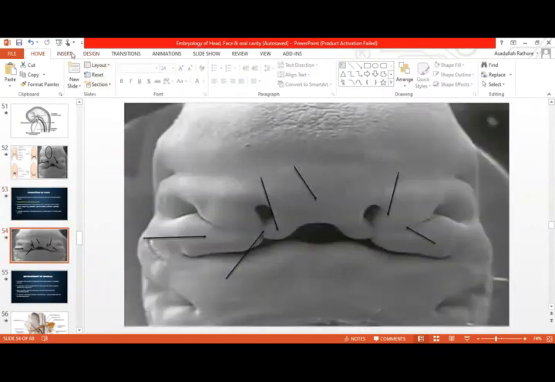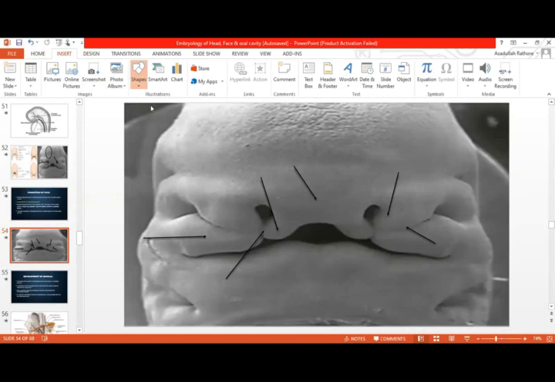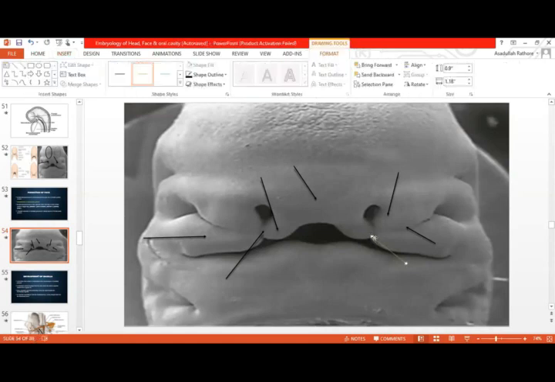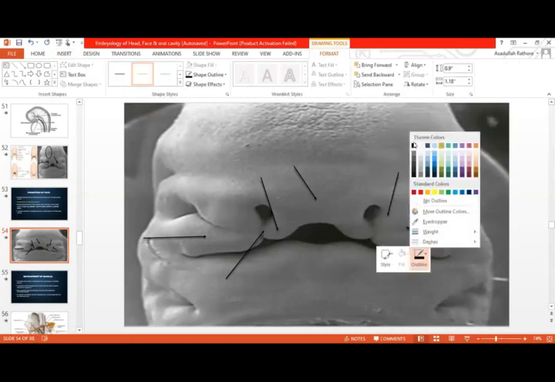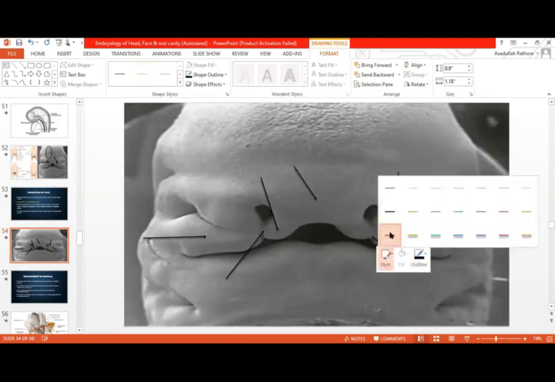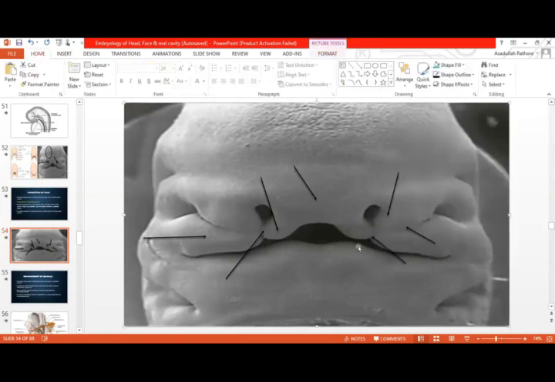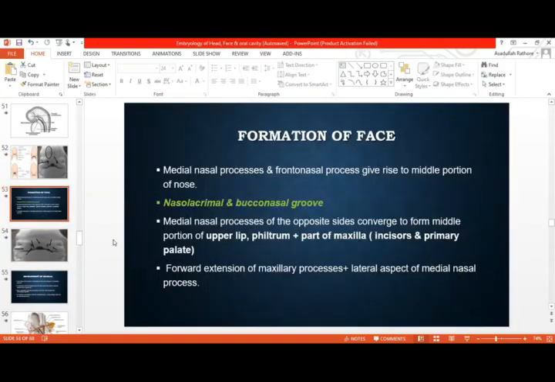The bucconasal groove is located in between the maxillary prominence and the medial nasal process. Okay, so what are these grooves? These are basically the structures that are separating these two adjacent prominences. So this is the location of the bucconasal grooves, so you can see these grooves and the different region of this fold.